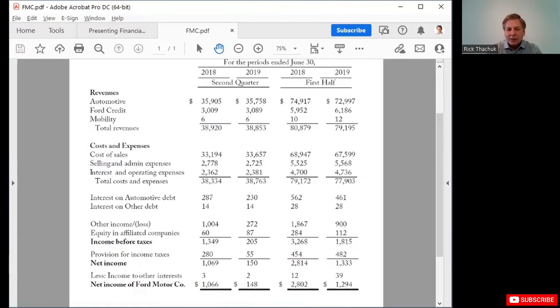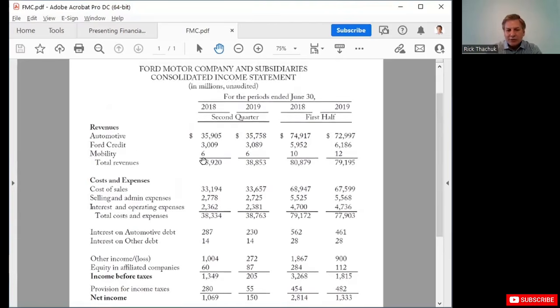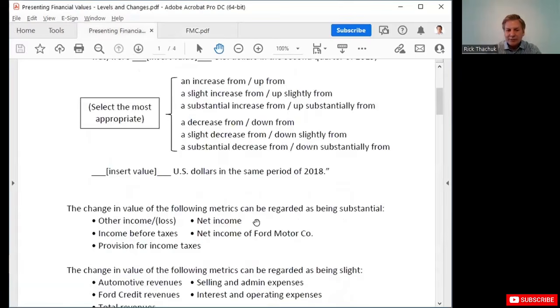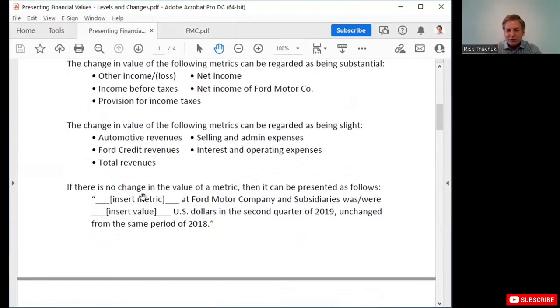There's one last thing I want to look at. Take a look at mobility revenues. It went from here to here. Well, that's no change. So how do we present that? Well, let's take a look. If there's no change in the value of a metric, then it can be presented as follows. So we'll say the metric at Ford Motor Company was, we'll give the value in the second quarter, and we'll just say unchanged from the same period of 2018.